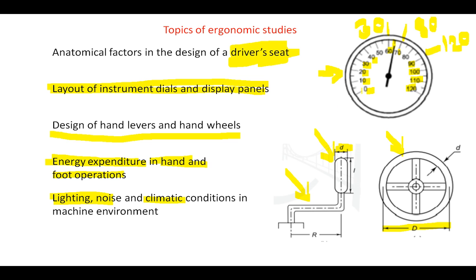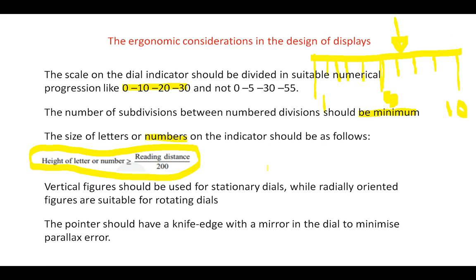Suppose I am reading this dial from a distance of 2 meter. The user is standing 2 meter away from this dial, so the reading distance is 2 meter. So I can say 2000 millimeter divided by 200, so this will give 10 mm. So the height of a letter should be 10 mm for a distance of 2 meter.